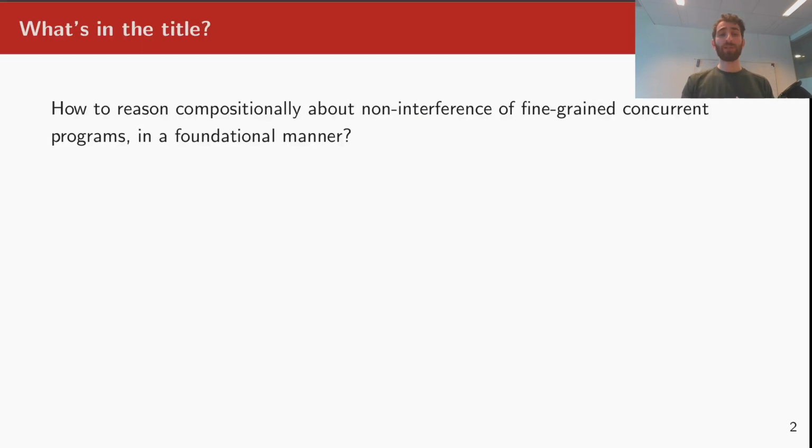Before we go forward, let me briefly explain what kind of problem we are trying to tackle here. The question that we are trying to answer is this: how to reason compositionally about non-interference of fine-grained concurrent programs in a foundational manner. There is a lot of jargon in this sentence, so let me unpack it a bit.